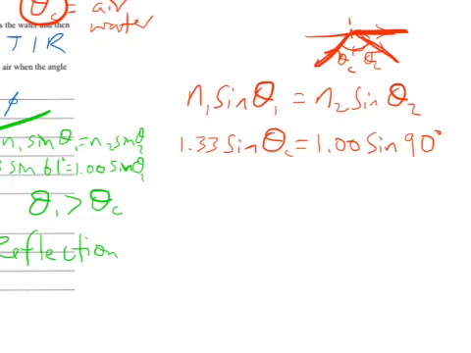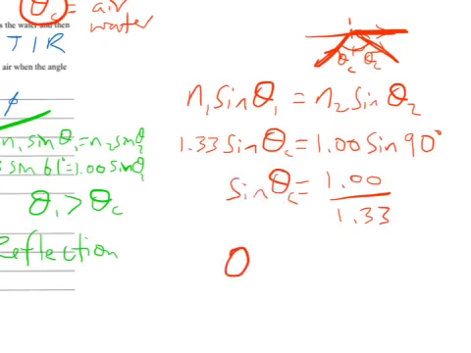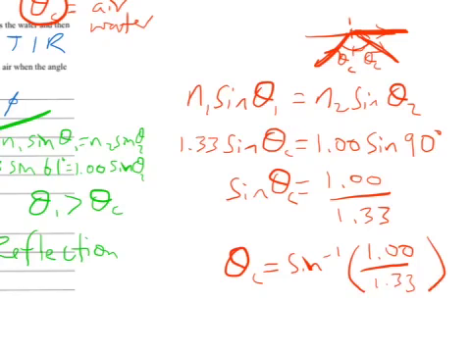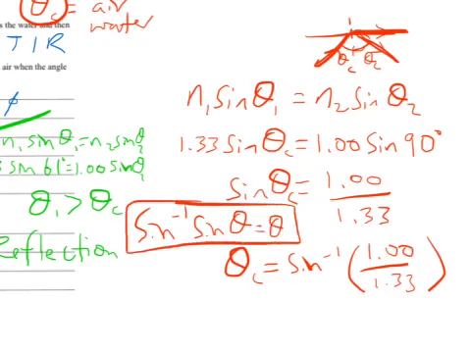But anyway, you rearrange this. Sine 90 degrees is 1, times 1 is 1, so you've got 1.00 on the right hand side, divided by 1.33 equals sine of the critical angle, and then the critical angle is the inverse sine of 1.00 over 1.33, because that is a reverse function. If you did sine -1 of sine theta, that would just be the same as theta. That's just a little aside there. So those two functions cancel each other out.